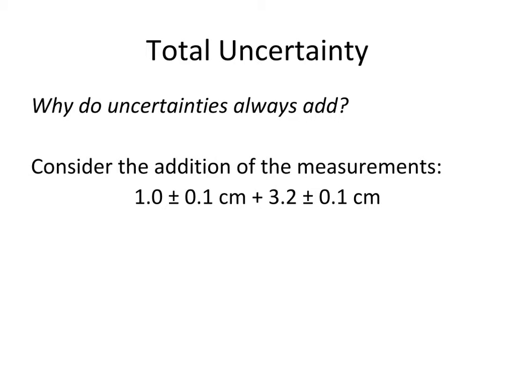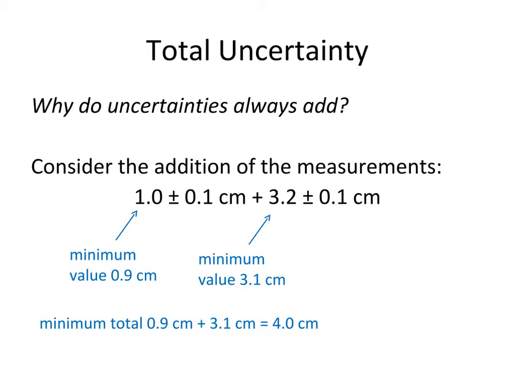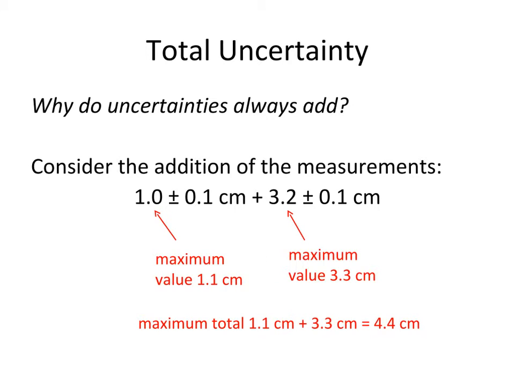So why do the uncertainties always add like that? Let's look at the addition of some measurements. Here we're adding 1.0 plus or minus 0.1 centimeters to 3.2 plus or minus 0.1 centimeters. So this shows us that the minimum value in the first case could be 0.9 centimeters, and the minimum value in the second case would be 3.1 centimeters. So that means that the minimum total, when we add those two minima together, would be 4.0 centimeters.